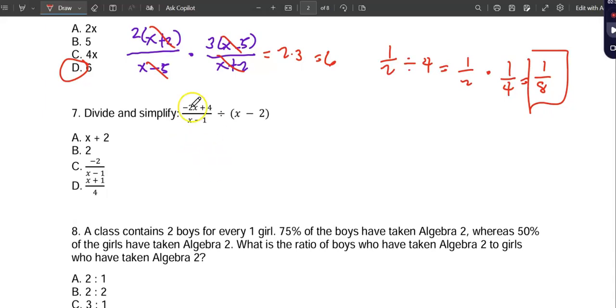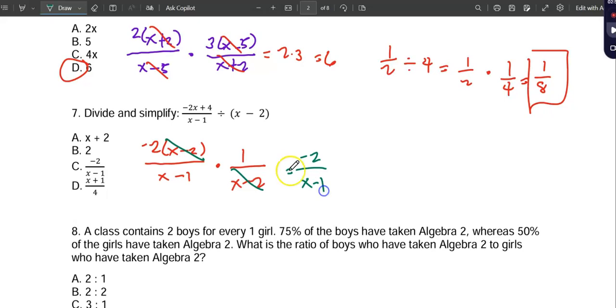So the same concept here. So we'll try to factor out -2 first. So we're gonna have -2. We have x minus 2 over x minus 1 times reciprocal of that one is 1 over x minus 2. And this will be cancelled. So you are left with -2 over x minus 1. And that is letter C in our choices.